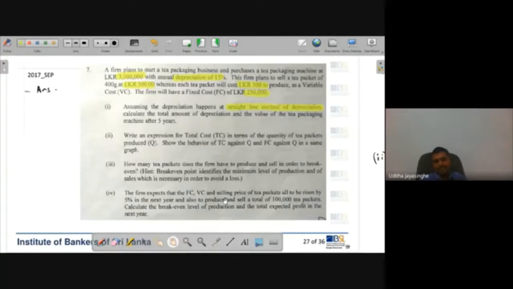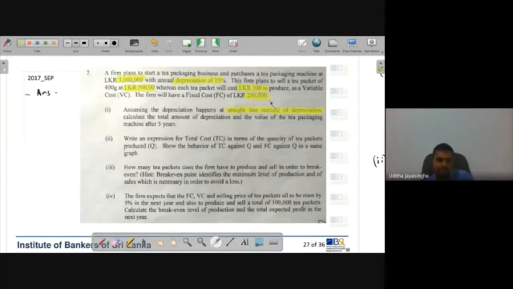So there are two approaches here. The first approach is you can blindly do the calculation. You take all the numbers, fixed cost 250,000, inflate this by 5%. Selling price, inflate this by 5%. Variable cost, inflate this by 5%, and calculate the new break-even point. But eventually, what is going to happen?